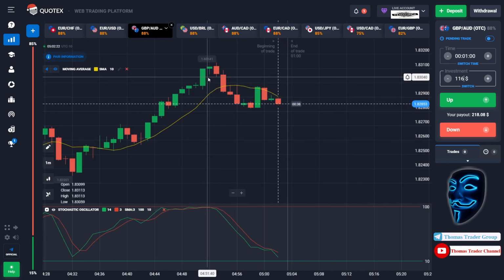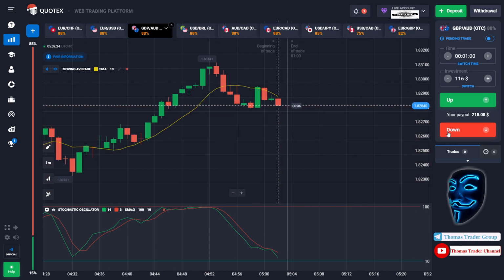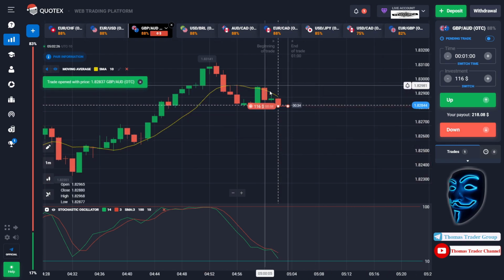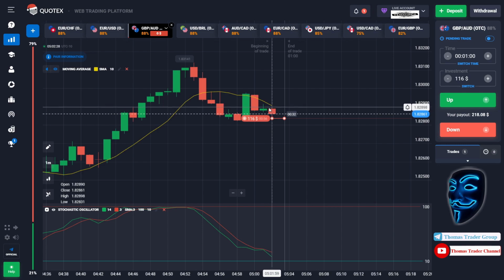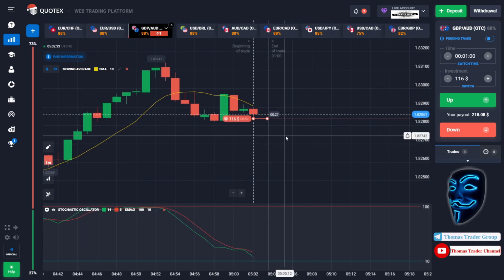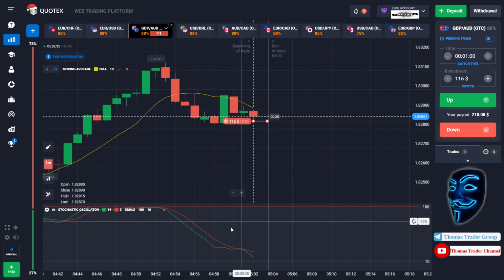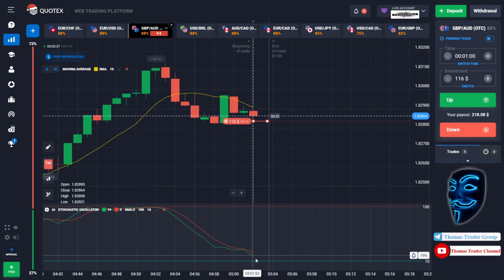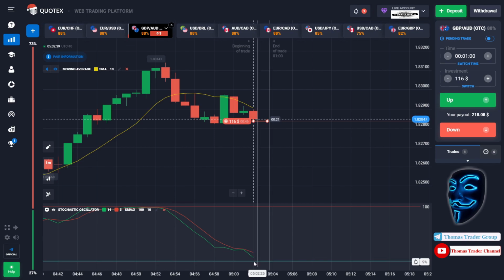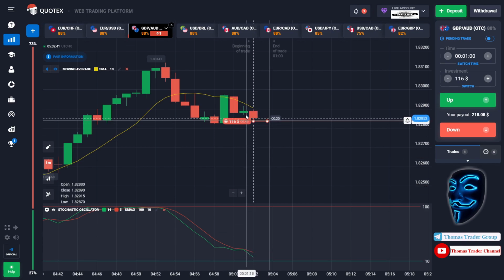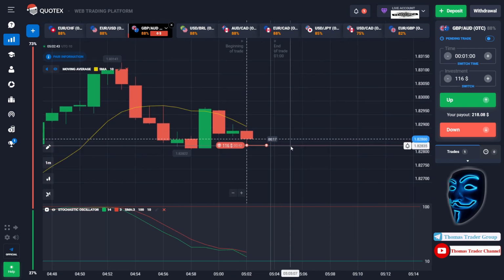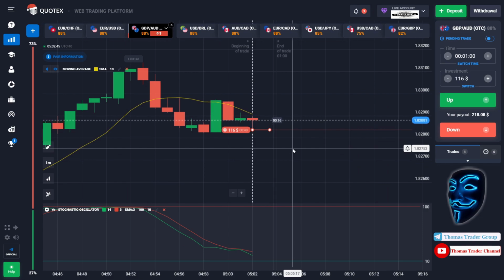But over here we still can open sell for 1 minute because as you can see over here, the market has touched the moving average line again. I'm sure that it will make a rebound and it will continue the bearish trend. And the stochastic oscillator is also facing bearish trend and hasn't touched the oversold area. I'm sure that the market will still continue the bearish trend. Let's prove it and let's wait till the end of our trade.